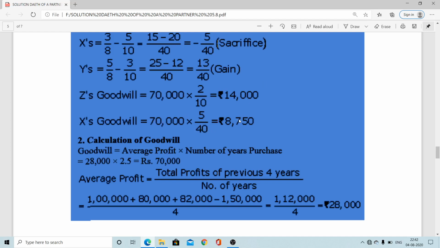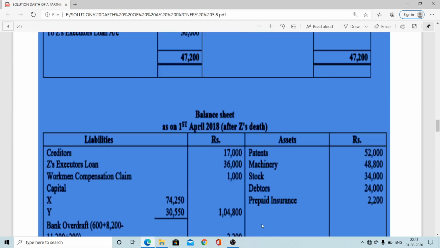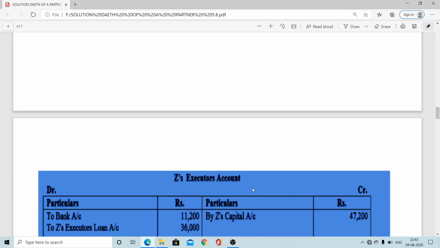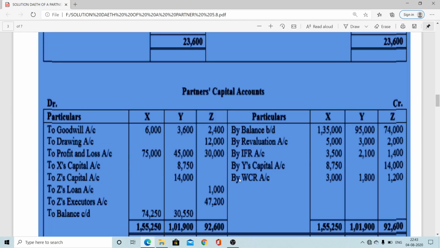70 into 5 by 40, that is 8750. So here, the gaining partner's capital account is debited to the sacrificing partners. Therefore, Y's capital account debit to X capital and to Z capital, and these two respective figures we have to consider. So this is the calculation regarding the agreed value of goodwill, and here is the treatment.